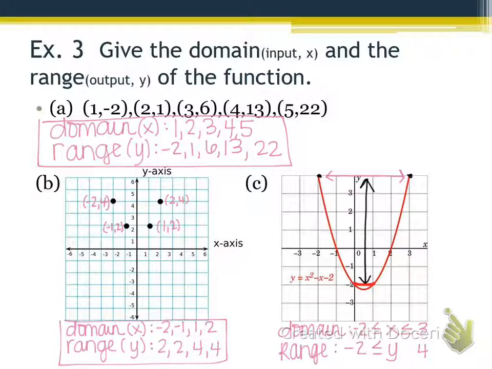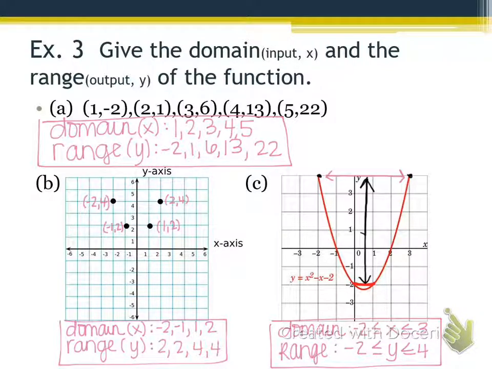But if I were to start at the top of my parabola, if I were to start up here at 4 and move, are the numbers getting smaller or larger? Smaller. So y is less than or equal to 4. And that is the domain and range of a graph that has a definite beginning and a definite end.